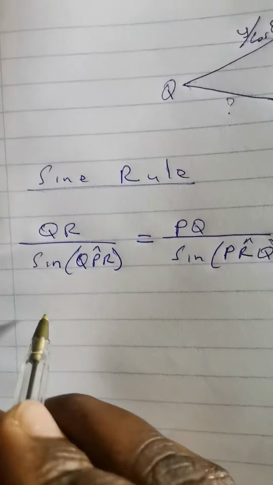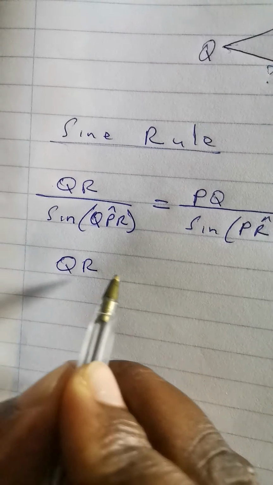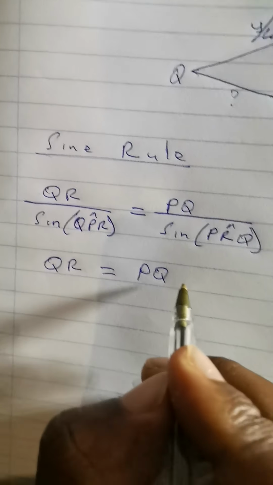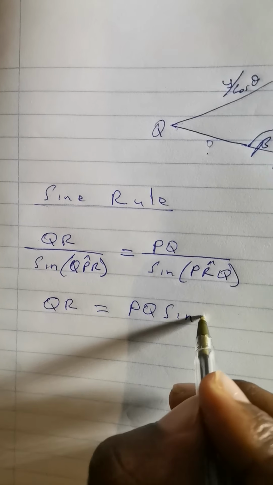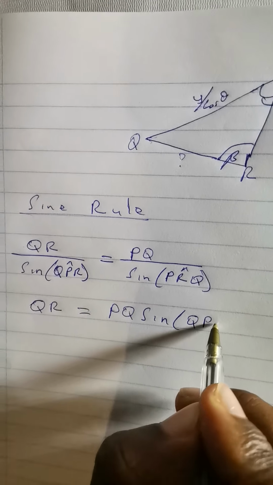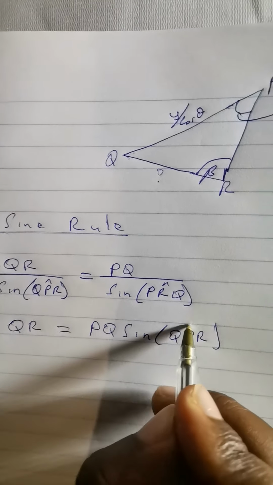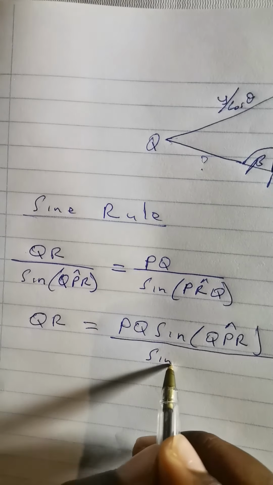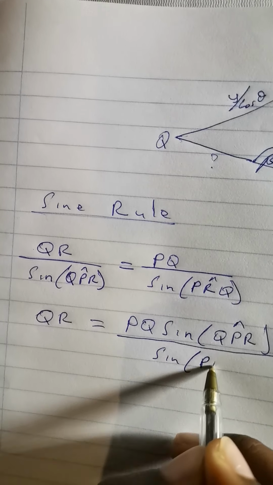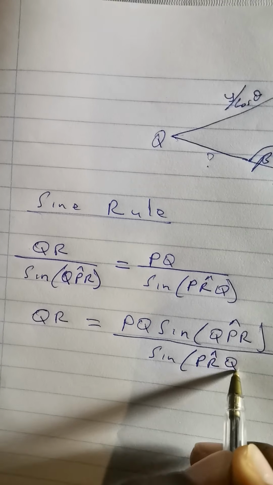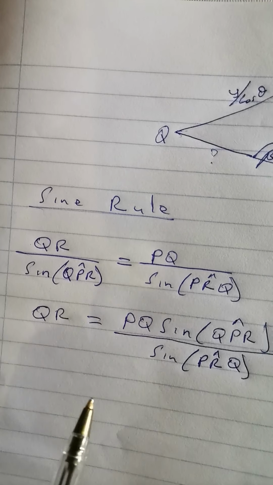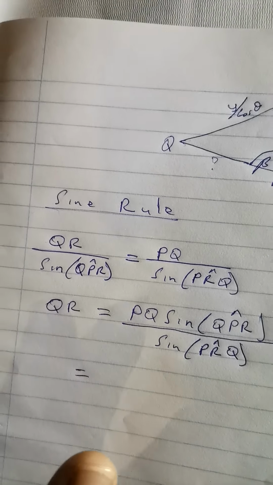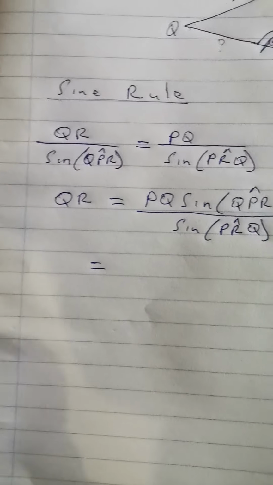Okay, so we have QR is equal to PQ sine of angle QPR over a sine of angle PRQ, right? So okay, now when you have your problem like this is the time for you to substitute, because everything is nicely placed where you want it.